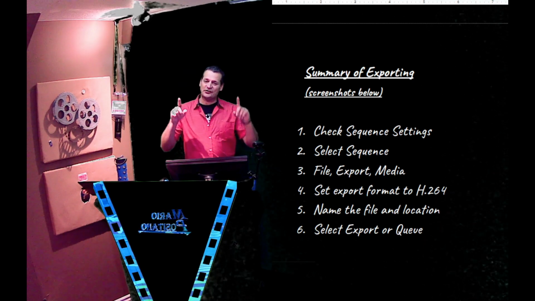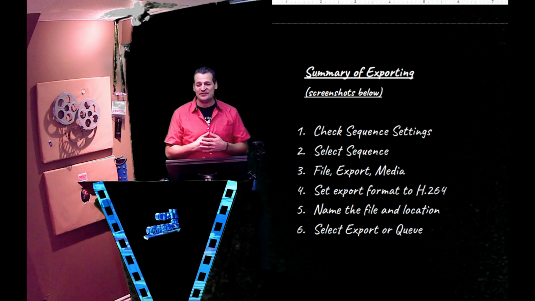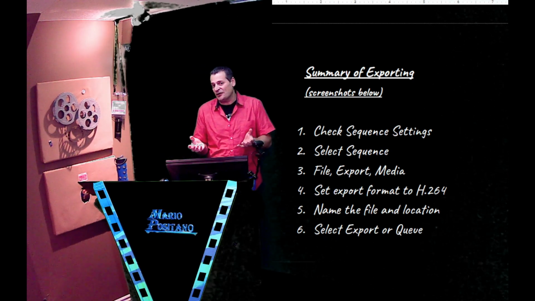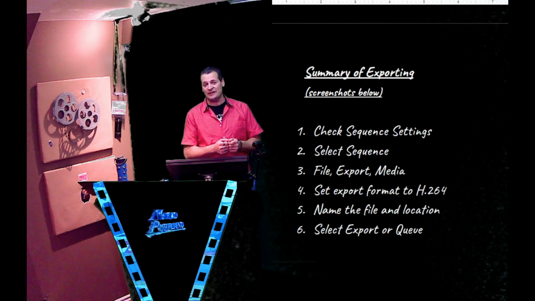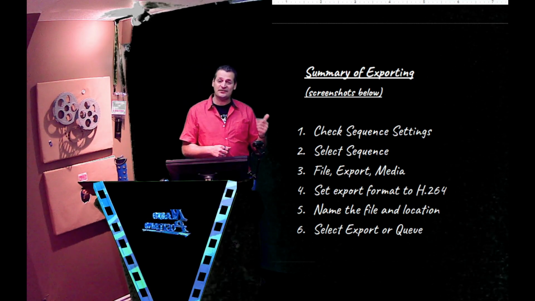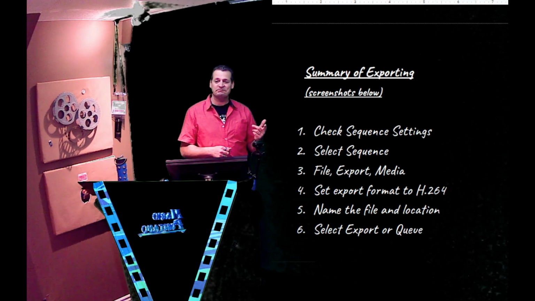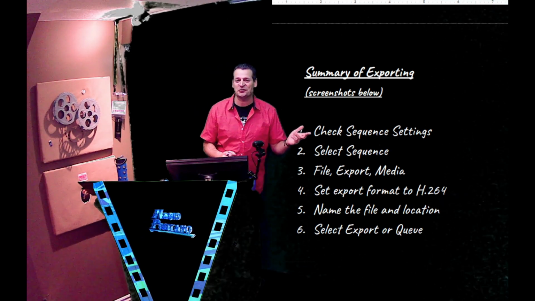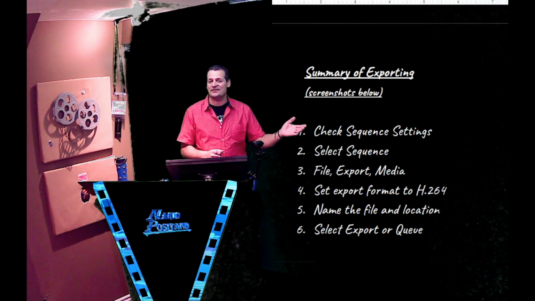And that brings up the screen where I could set the compressor. And we set the compressor to H.264. It's the same compressor as a Blu-ray player would use, as an example. We name the file, select the location, and then we either export it right away or queue it up to export later with some other scenes or sequences.